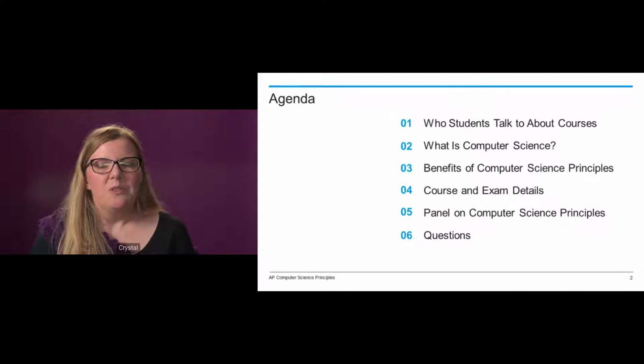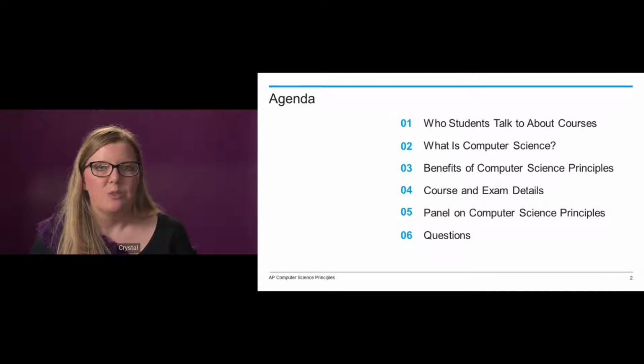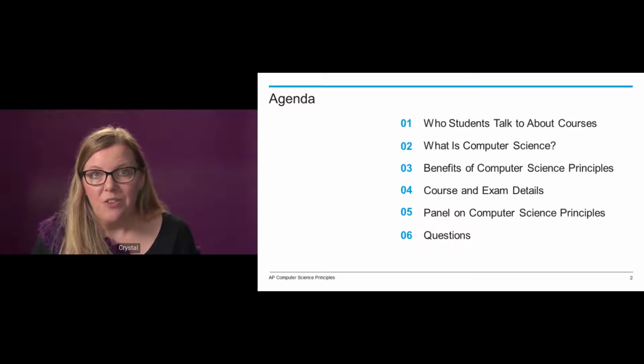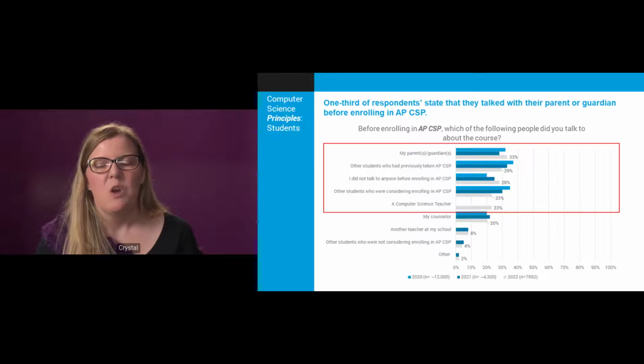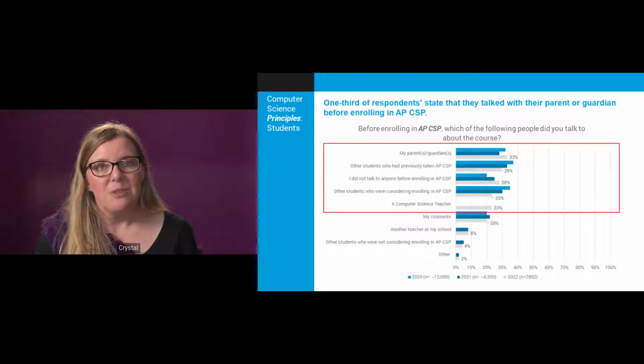So who do students talk to about computer science courses or AP courses in general? For the last several years, we have been surveying AP Computer Science Principles students, and we've asked them, who do you talk to about this course before you enroll? And these answers that are blocked here in red are the top answers. They talk to their parents or their guardians. They talk to other computer science principles students, either ones that have previously taken the course or ones that are currently considering enrolling in computer science. And they talk to the computer science teacher.